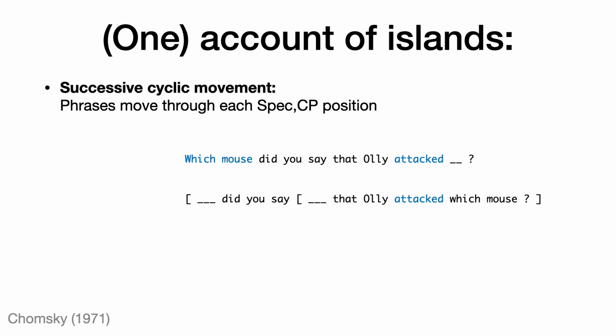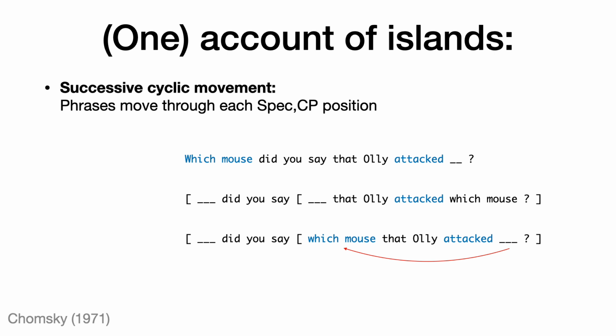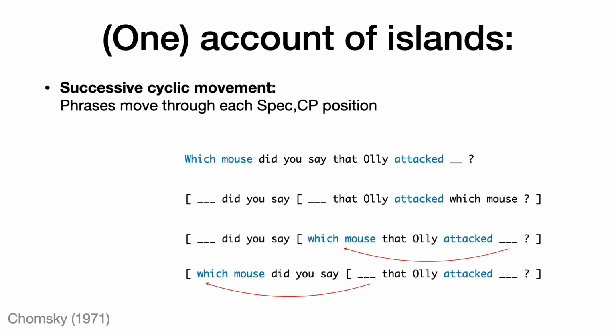The basic idea is that the sentence starts something like, did you say that Ollie attacked which mouse? And then we want which mouse to get to the beginning of the sentence. So in order to get it there, we have to first stop by that intermediate position. So we get something like, did you say which mouse that Ollie attacked? And then we have to move it again to get to that very beginning of the sentence. Which mouse did you say that Ollie attacked?